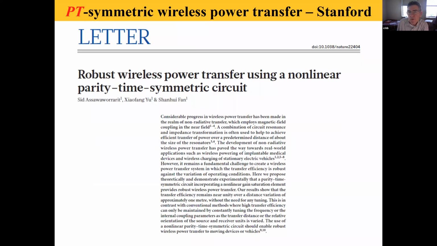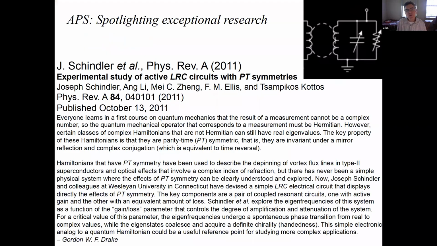This is a beautiful study. I won't take the time to describe it now, but if you're interested, ask me a question about it after my talk, because this is really cool stuff on wireless power transfer using a PT-symmetric circuit. Okay, and this is a beautiful elementary and very beautiful piece of work published in PhysRev.